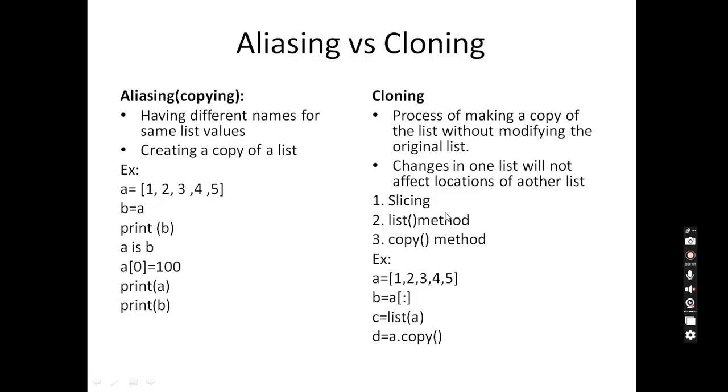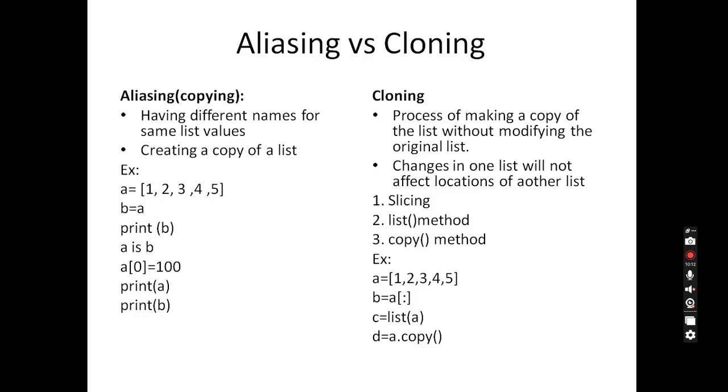So next, the main topic will be aliasing and cloning. Both will have a copy of a list, but what is the difference between aliasing and cloning here? Aliasing will have a copy of a list, that is, two names for the same content of the list. For example, any person has a name, right? And also some pet name, right? But both names represent the particular person alone. In the same way, this is aliasing here.